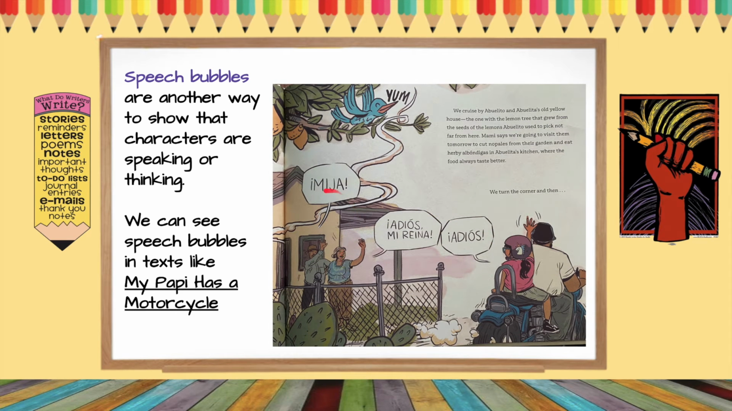When our character visited her abuelos, they said, mija, adios, mi reina. And then our character says, adios. See how we use the speech bubbles to say what the grandparents said, and then how our character responded.